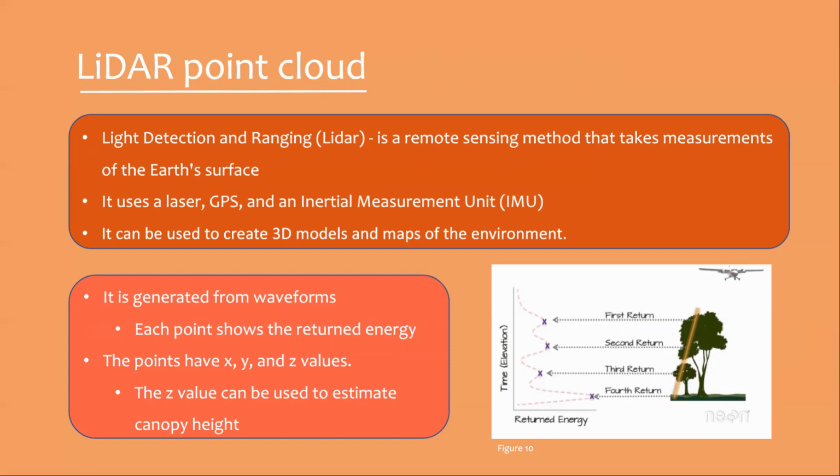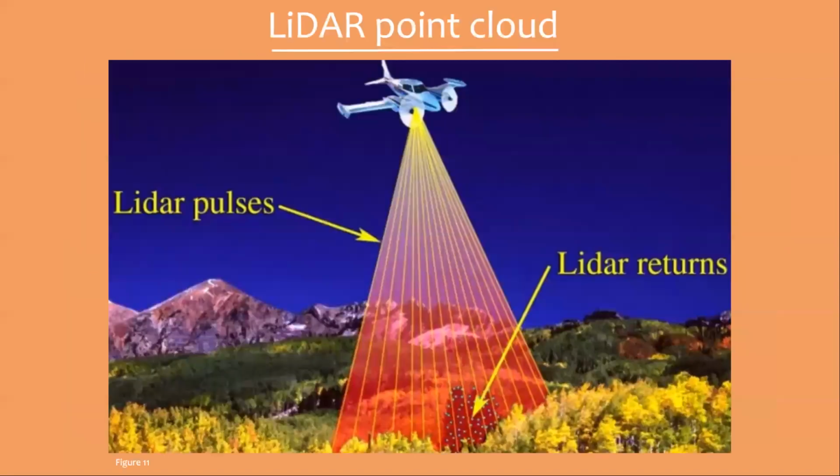If you look at figure 10, you can see a plane and its light pulse, or the pulse of the laser, going through the trees. The first detection of the tree is the first return, and that laser will keep going through the tree until it hits the ground. All those points that were hit by the laser are returned energy, and the data that we can use from that measurement. All points have an x, y, and z value, and that z value can be used to estimate the canopy height, which I will explain later why that is important.